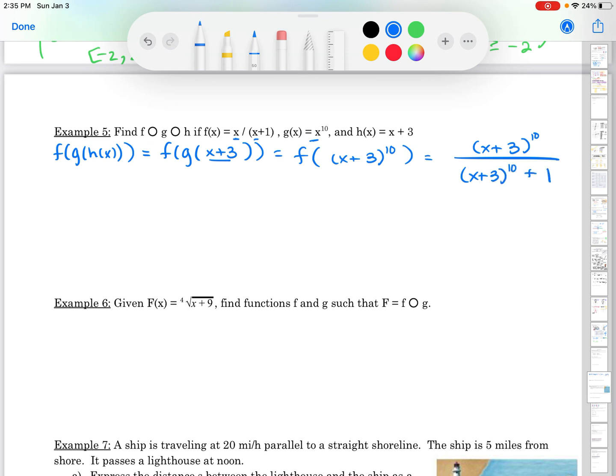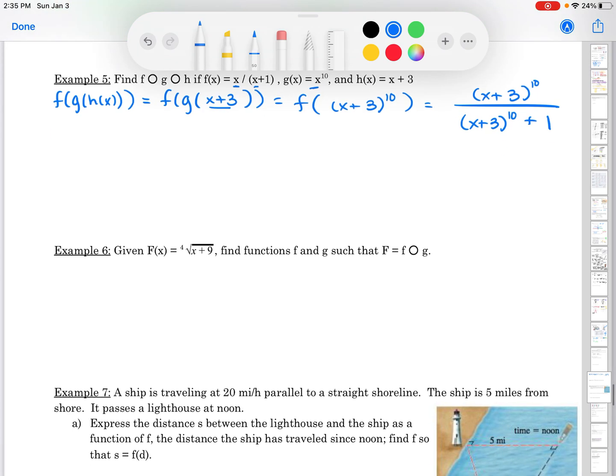Okay. Luckily, we do not have to find the domain here. However, if we did have to, we would be considering the fact that we do have a denominator here. So we'd want to make sure we weren't worried about our denominator being 0.